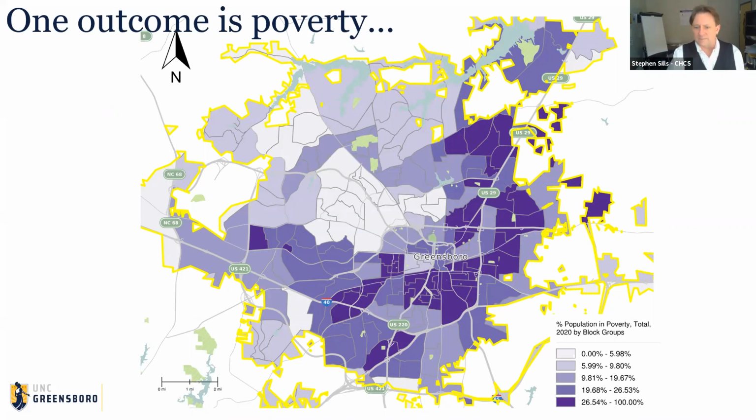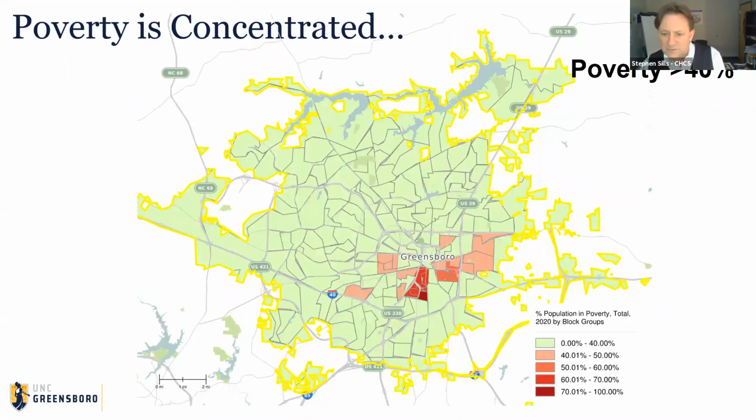Population in poverty. We see that the map of poverty is very similar to the map of color in Greensboro. East, South, Southeast Greensboro have higher rates of poverty. In fact, we'll look at just a few neighborhoods where poverty is in excess of 40% and as high as 70 or 80% in some neighborhoods.